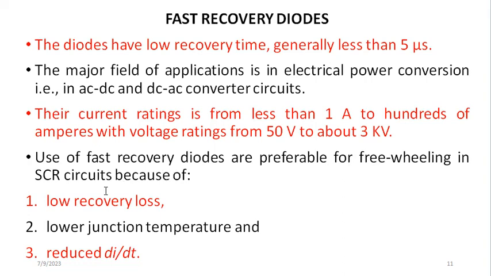And the reason why it is used is that it has low recovery loss, it has lower junction temperature, and it has a reduced rate of change of current with respect to time. So these properties make it suitable for these freewheeling applications.